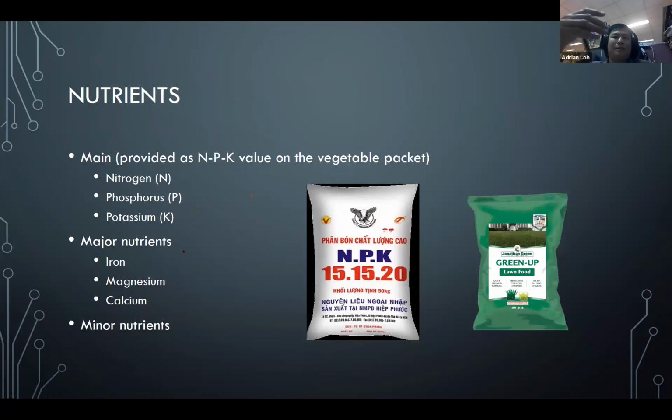Now, how does this affect? First, let's look at the nutrients that are common. There are 3 main nutrients, which are nitrogen, phosphorus, and potassium. In general, fertilizer is written down as the NPK value. Sometimes they write NPK, sometimes they don't, but all of them have this value. So 15, 15, 20 means 15% nitrogen, 15% phosphorus, and 20% potassium.